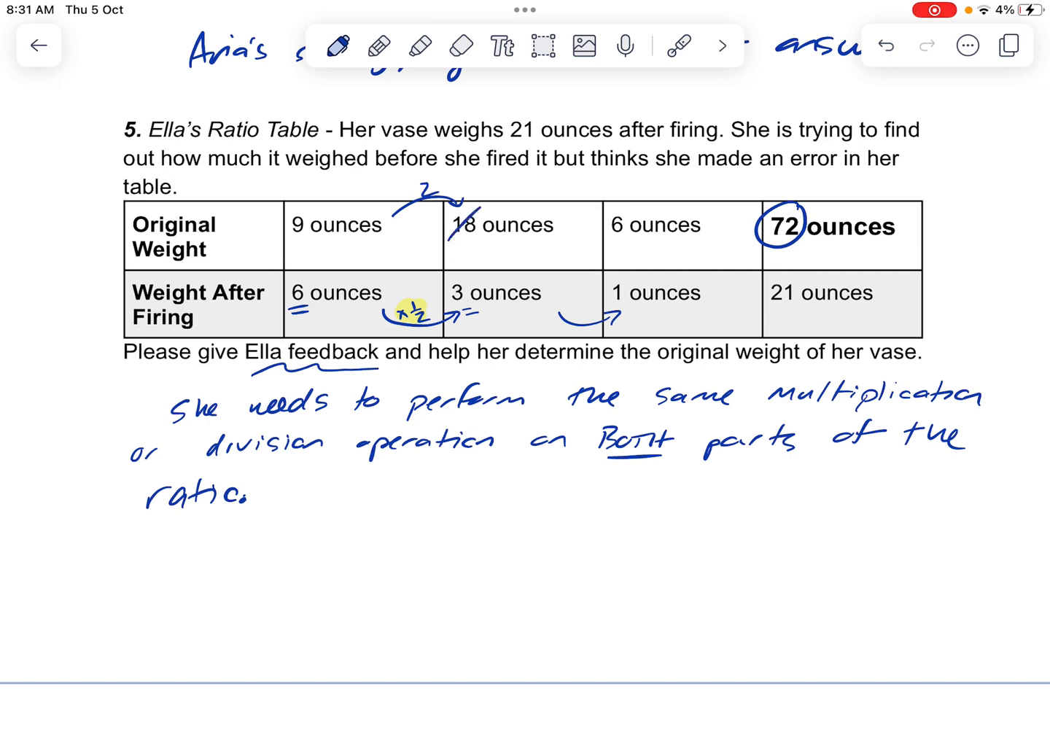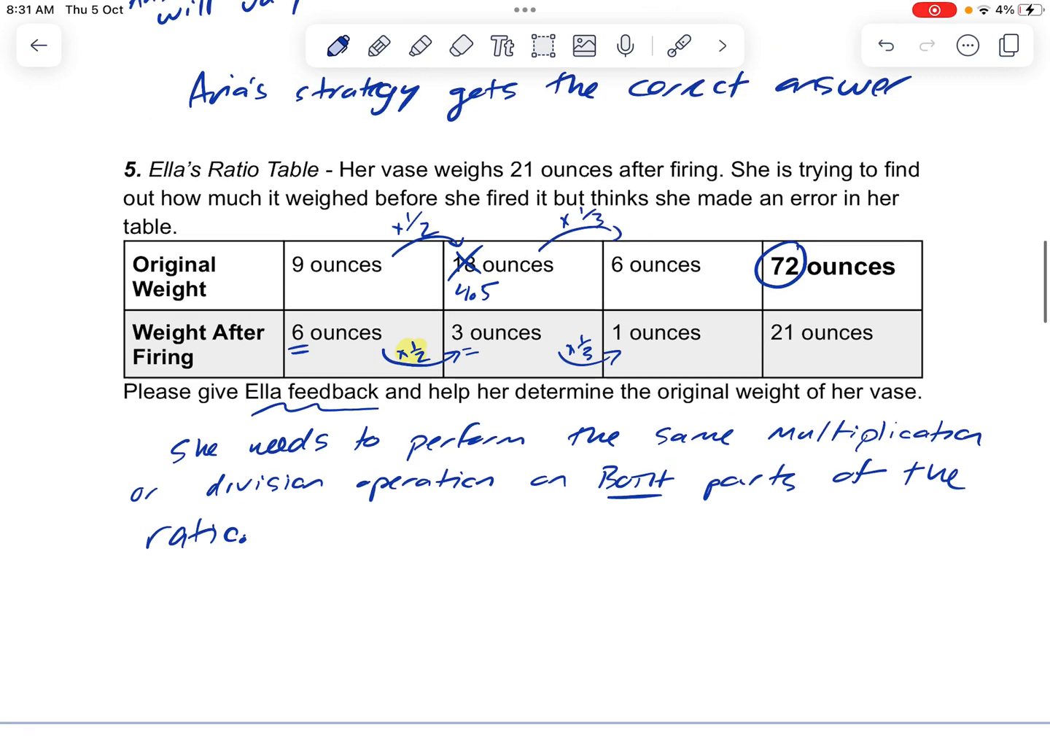So really what should have happened here is, I'm going to cross this out. If I had multiplied this by 1/2, well, that would have taken her to 4.5 ounces. And then she's going to divide it by 3, or let's just keep with multiplication. Dividing by 3 is the same as multiplying by 1/3. So if I took 4.5 times 1/3, that is going to give me 1.5. And then to get from 1 to 21, I would have to multiply by 21. So I'm going to have to do the same thing up here, times 21.